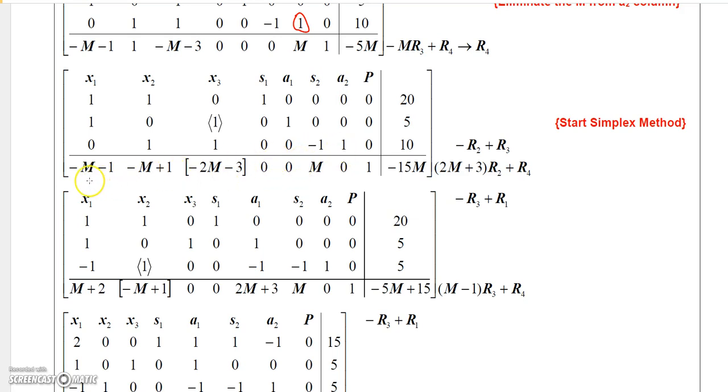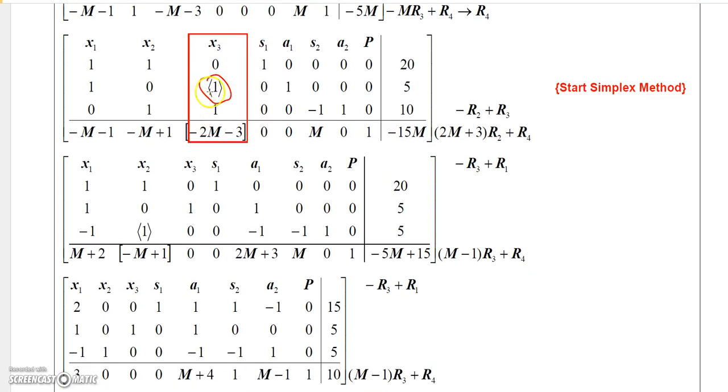So ask yourself, what would be more negative? Minus 1,000,000 minus 1, minus 1,000,000 plus 1, or minus 2,000,000 minus 3? So I think common sense tells you that minus 2,000,000 minus 3 would be more negative. So we would pivot on this column. And then remember, we can only use the positive numbers up here to determine the pivot row, so ignore the 0. And then 1 goes into 5 5 times, 1 goes into 10 10 times, so the smaller quotient would be in row 2, so we would actually pivot on this row.